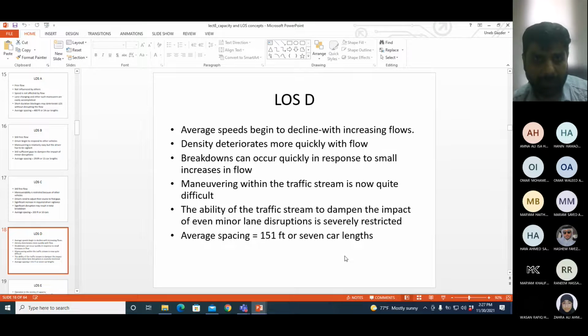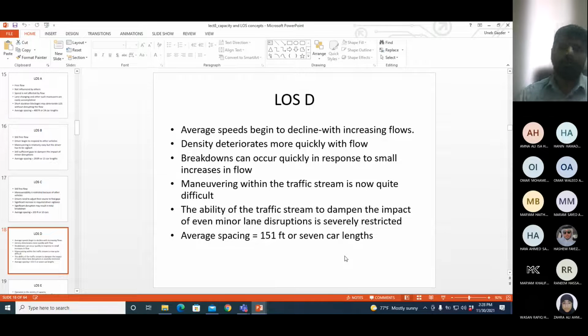It can happen. Okay, so in D now, speed is decreasing, the gap is very low. And now your maneuverability is more restricted. Now you don't find gaps so often. So you have to wait for other drivers, you have to wait for the gap to come. In level of service D, the gaps will not appear until you wait for them.